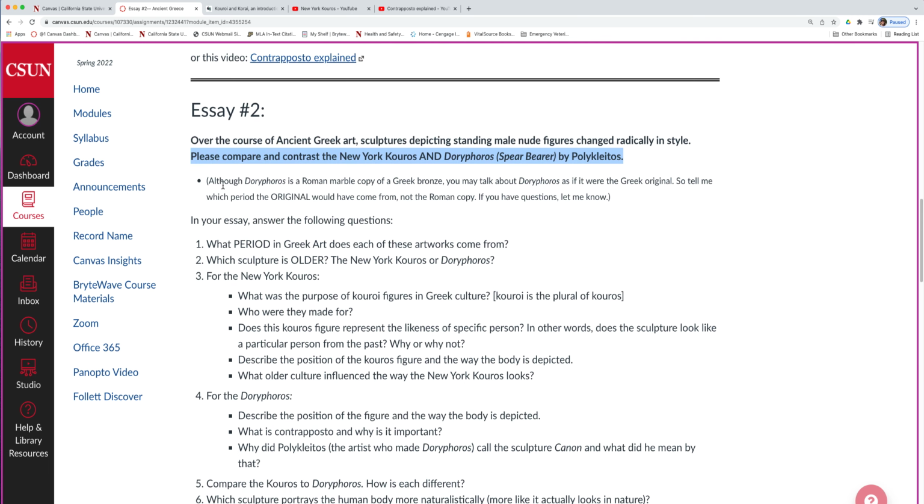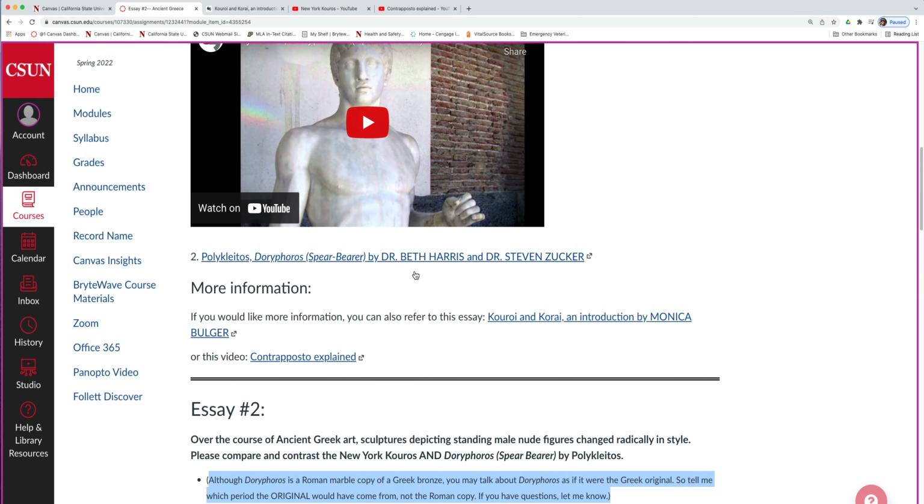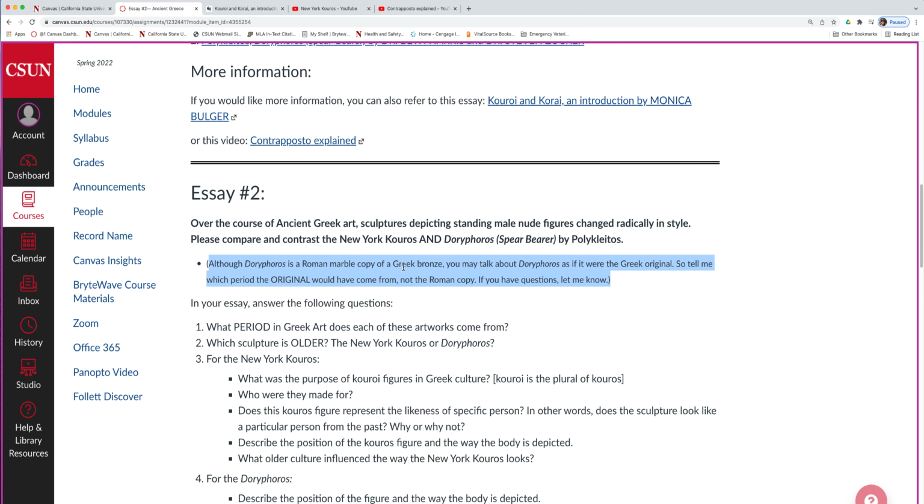There's a little note here. It says, although Doryphorus is a Roman marble copy. So what we're looking at here was actually a copy of a Greek bronze statue.